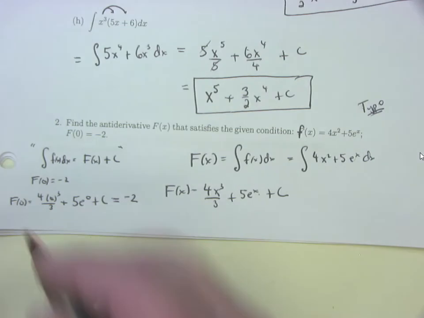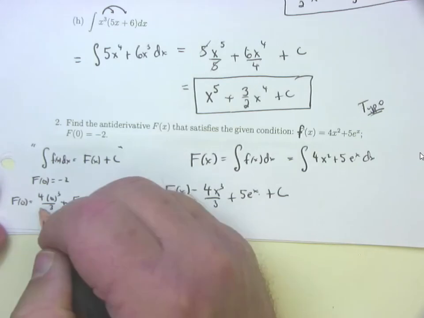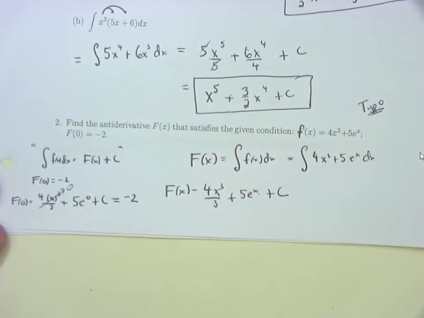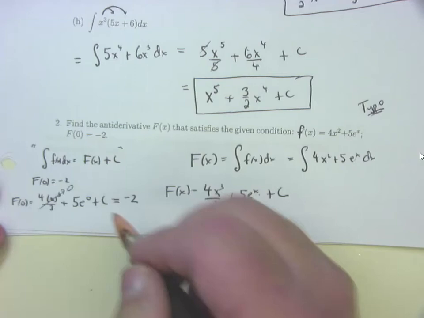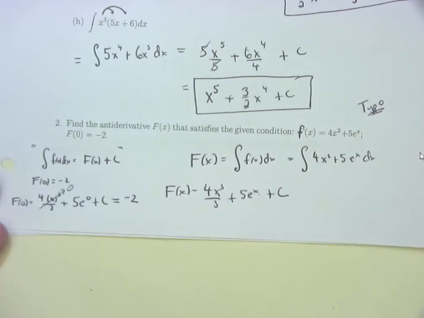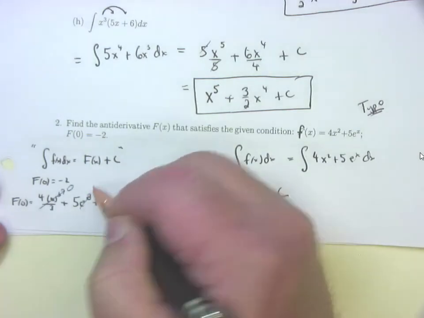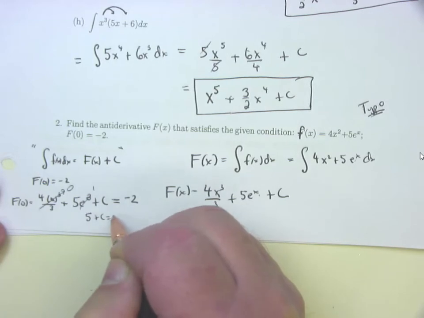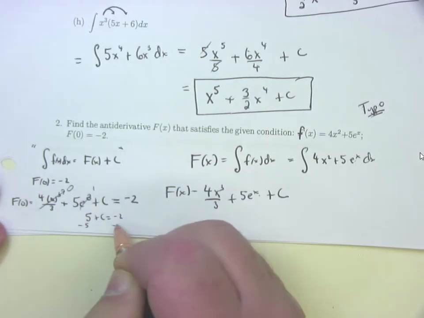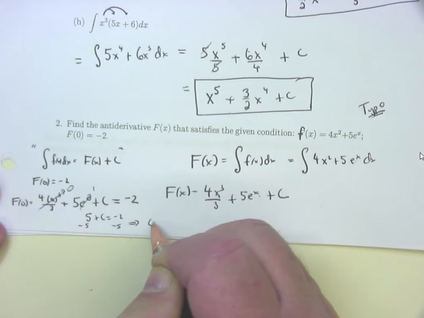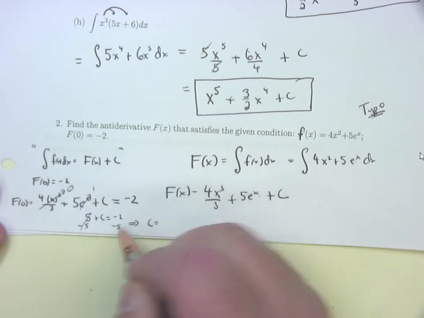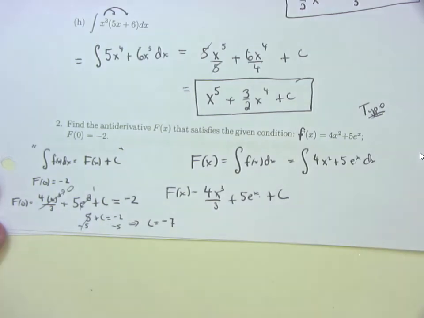What's 0 cubed divided by 3 times 4? 0. 0 cubed is pretty much 0. But here's the one. What's e to the 0? What's anything to the 0 power? 1. So this gives you 5 plus c equals negative 2. I'm going to subtract 5 from both sides. And that tells me c equals minus 2 minus 5, which is minus 7.